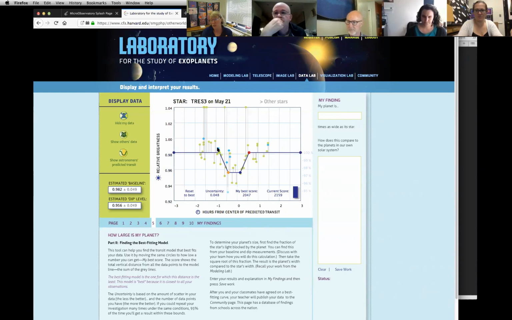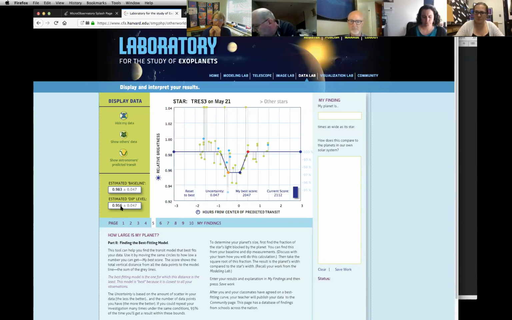Now, we have a little issue with this data set because of these points that some students did that are kind of way off the mark. So it's going to be hard to get a really good fit, but I think I'd go with that. And so you see over here, our estimated baseline is at 0.98. Our estimated dip level for this star is at 0.956.